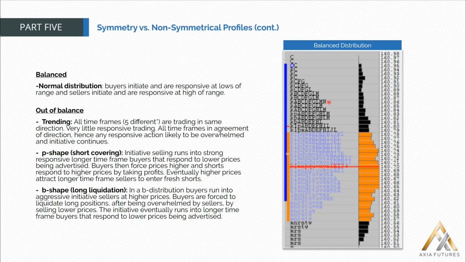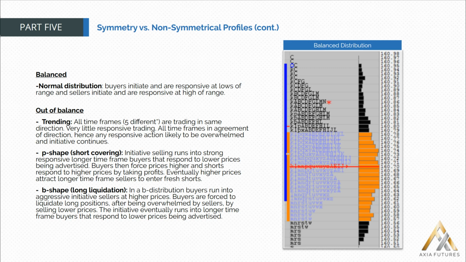These will be profiles or markets that are trending. Now note, trending is when all 5 time frames, or all 5 time frame participants, are trading in the same direction, as you'll remember from Module 1. There's very little responsive type trading. Therefore, all time frames are in agreement of direction, and hence any responsive action taken is likely to eventually be overwhelmed as the initiative continues. We will talk a lot more about trending markets as we move further along.